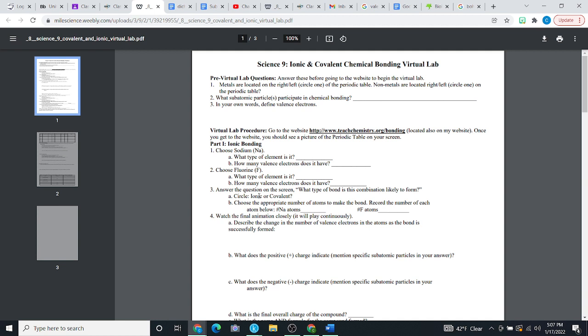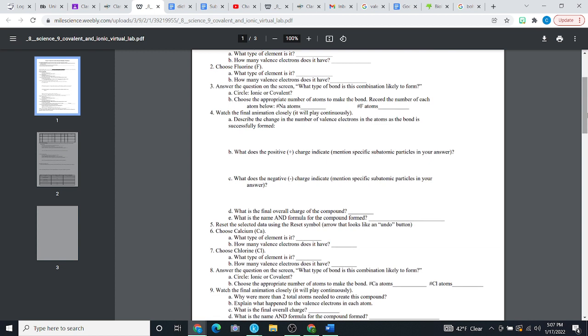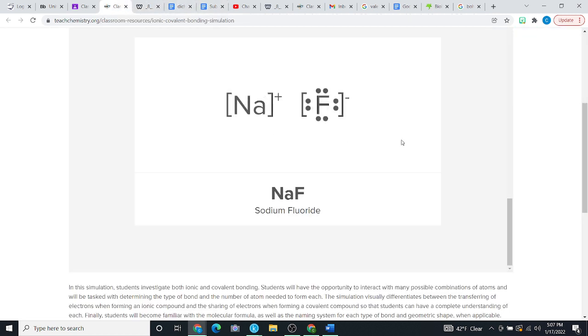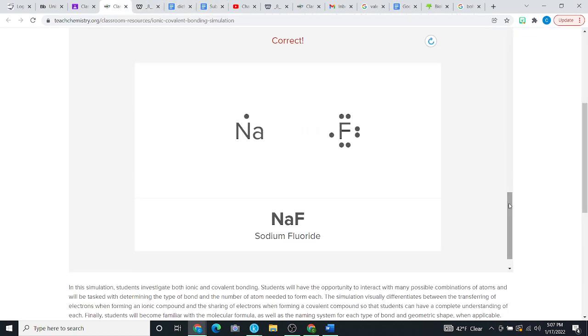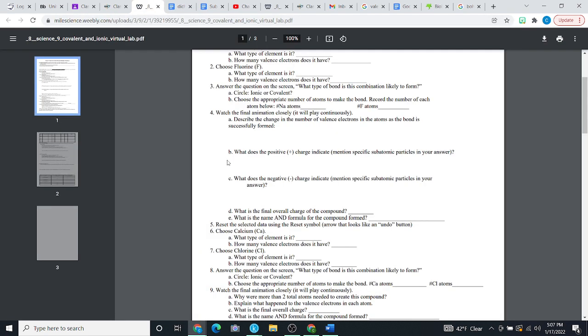It says, answer the question on the screen. What type of bond is this combination likely to form? Ionic. Choose the appropriate number. We did that, 1 and 1. Now 4, watch the animation closely. Describe the change in the number of valence electrons in the atoms as the bond is successfully formed. So if I explain this, let me go back to it. I can say sodium gives its valence electron to fluorine to make it full. That would be my explanation.